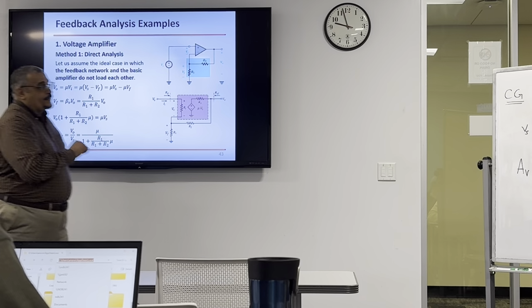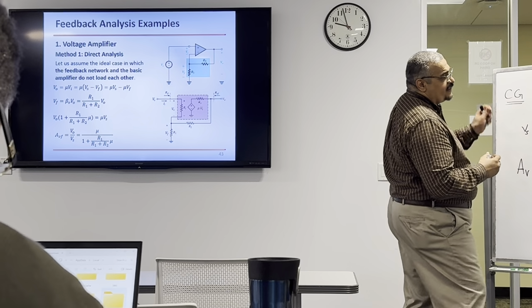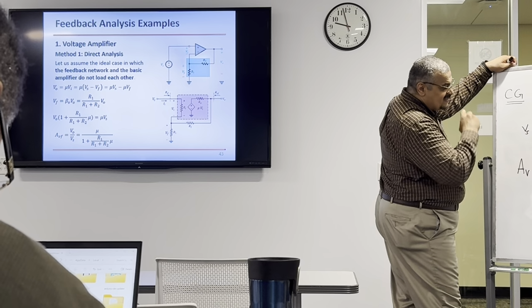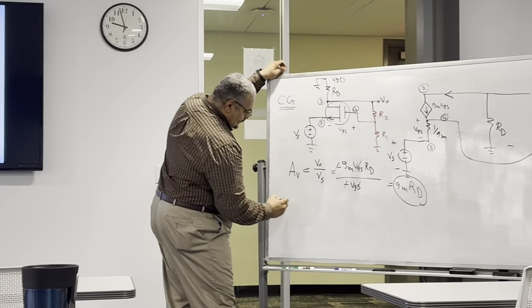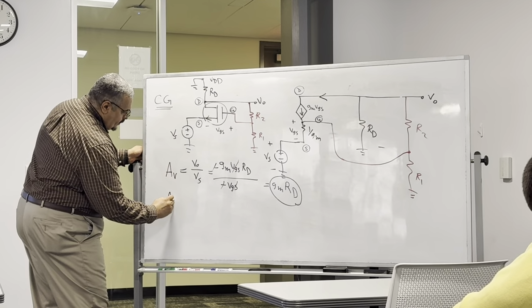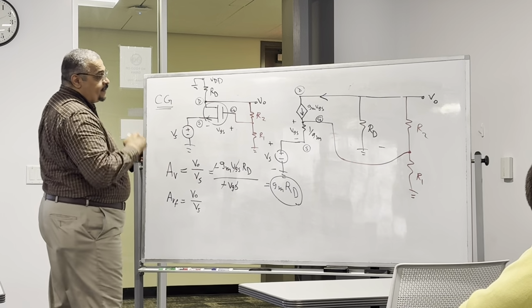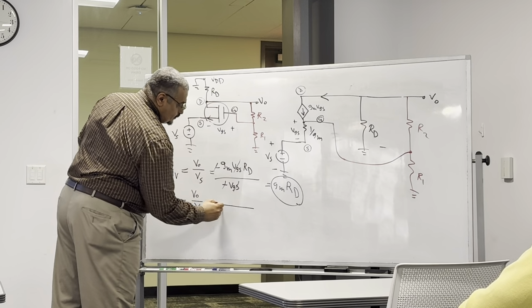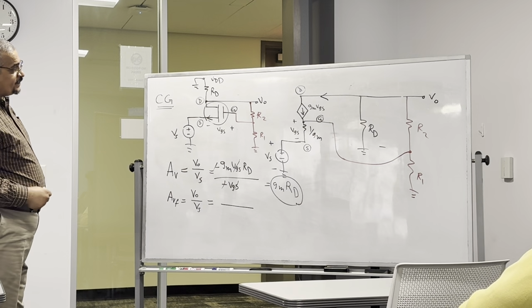Okay, so let's do it this way. Let's find the gain in this case. Now the gain, AV feedback. Again, it's V out over Vs, right? What's V out in this case? It should be the same expression as before.